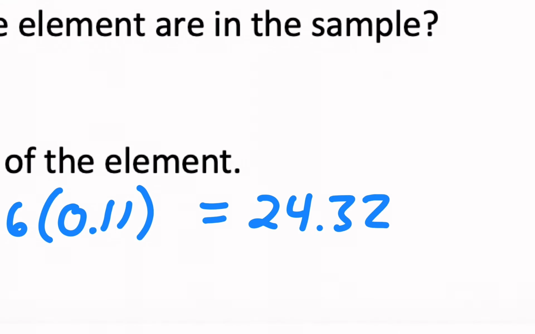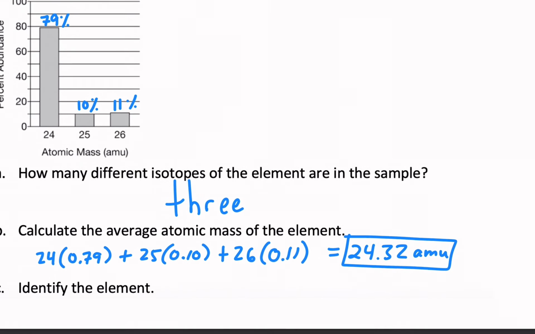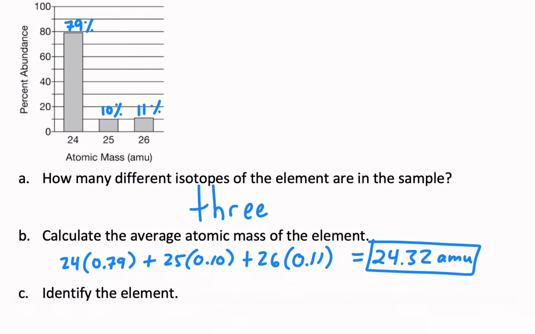I don't think they would grade for sig figs here. And the atomic mass unit is the unit that we usually use for atomic masses, and identify the element. You scope out a periodic table. This is magnesium. That's pretty darn close to what magnesium's atomic mass is on its table.